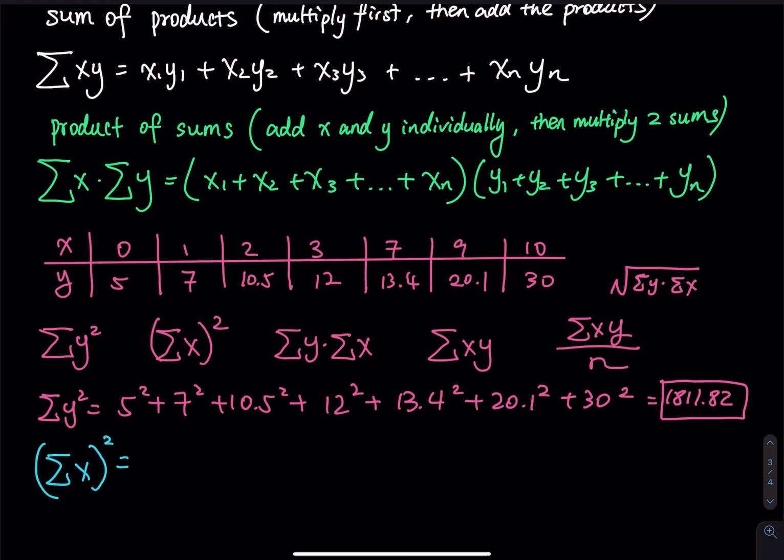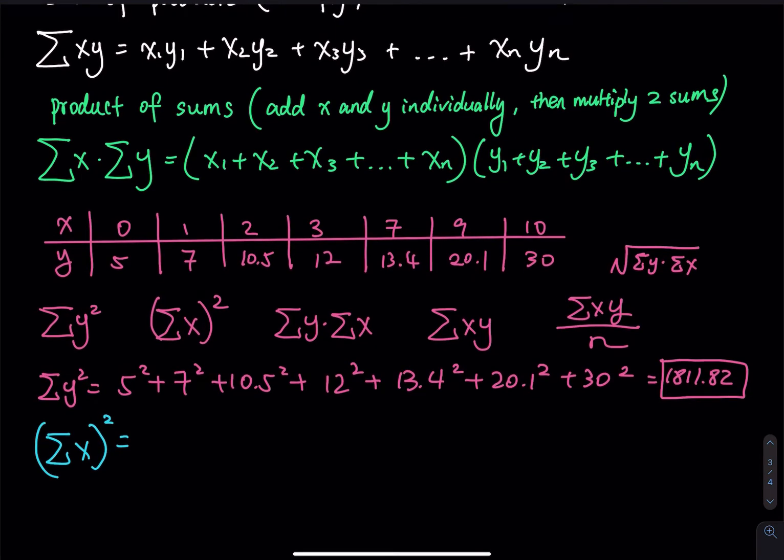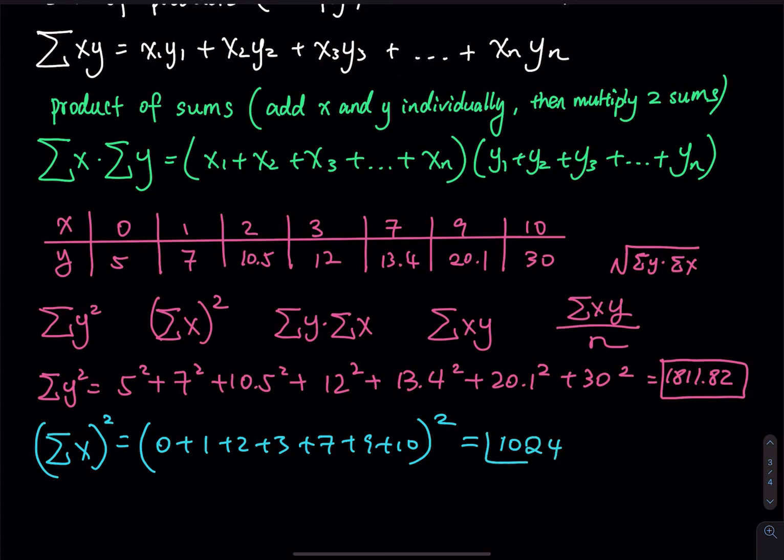So this one means we add first. We handle the operation inside the parenthesis first. So the operation is addition. So you add all the X up. 0 plus 1 plus 2 plus 3 plus 7 plus 9 plus 10. And then square. So this one is equal to 1024. So that is the square of a sum.